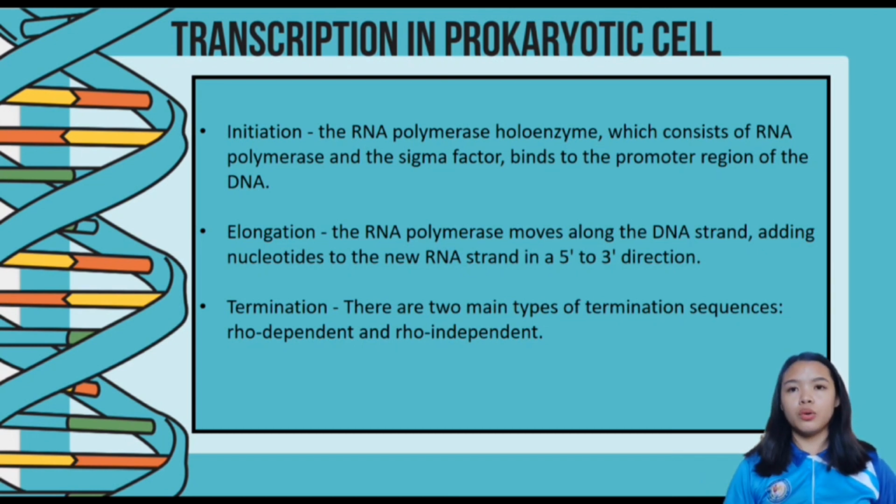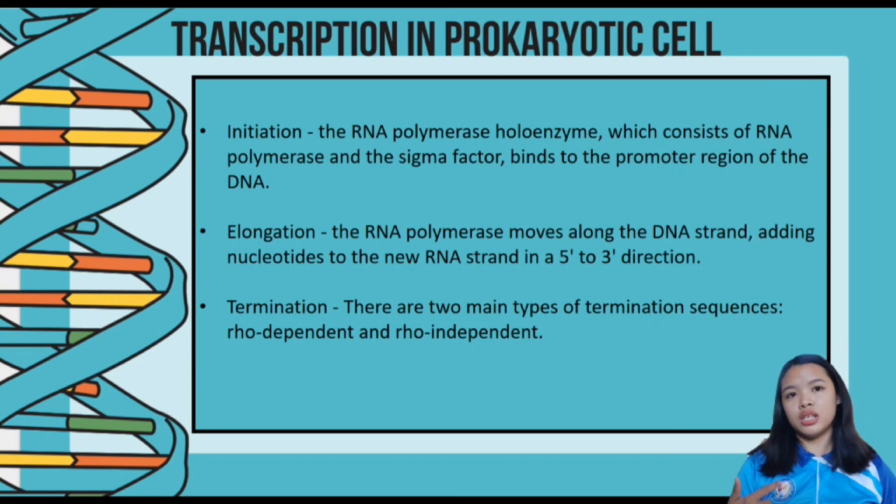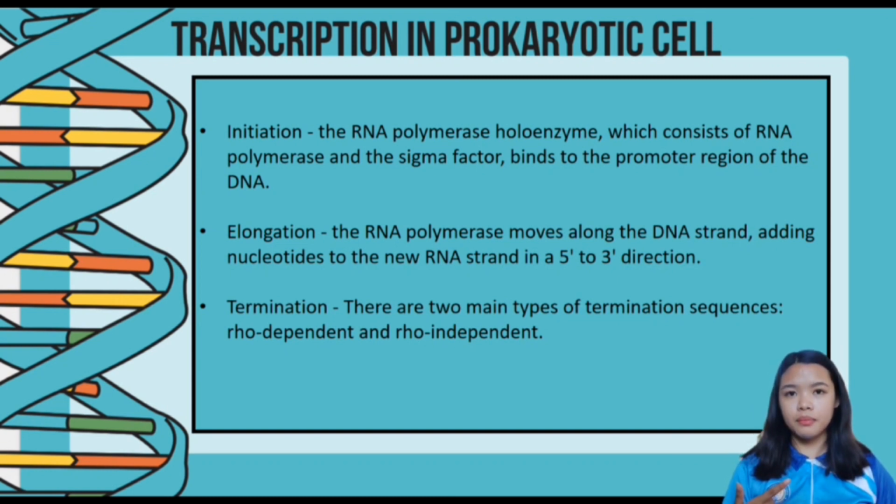The next step is elongation. During elongation, the sigma factor leaves. The RNA polymerase moves along the DNA strand, adding nucleotides to the new RNA strand in a 5' to 3' direction. This is where the RNA polymerase copies the DNA strand. In termination, the copied RNA is separated from the DNA. From the template, it leaves.